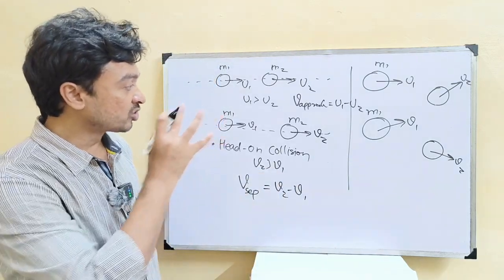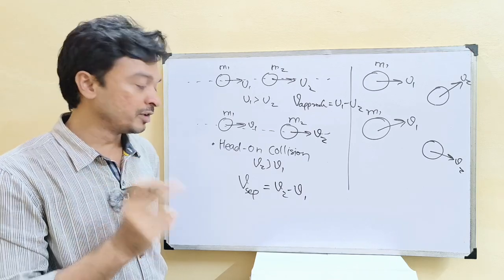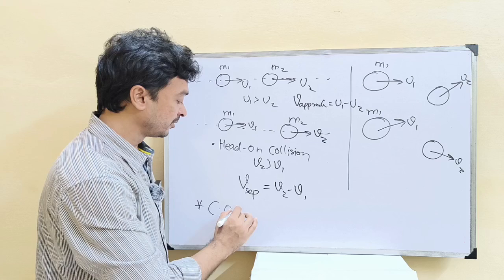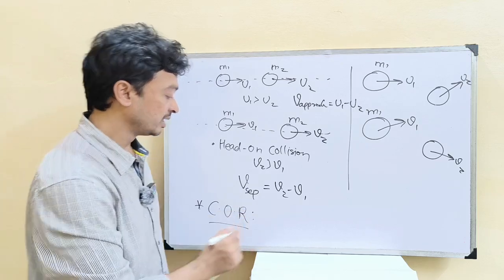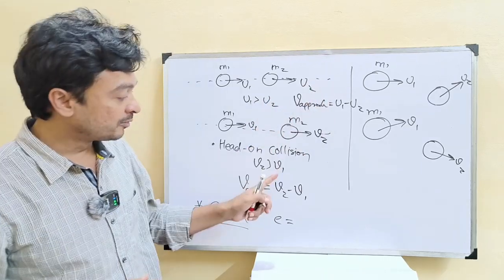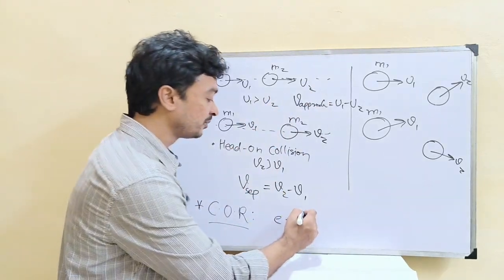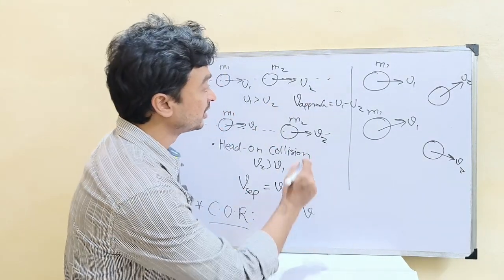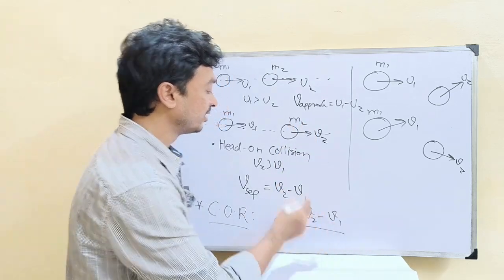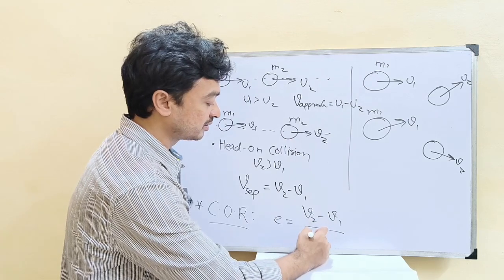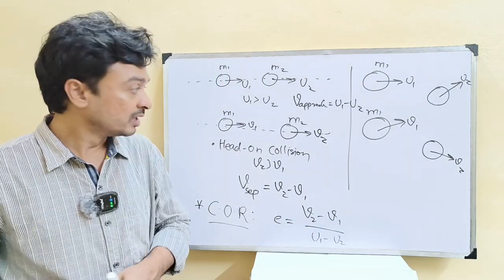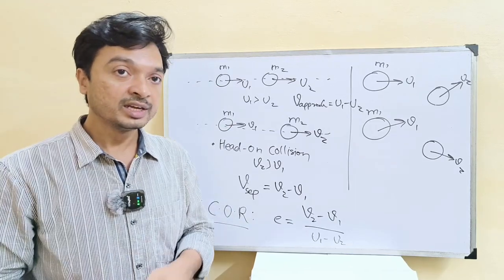For this collision we have defined the term coefficient of restitution, denoted by e. It is nothing but the velocity of separation divided by the velocity of approach, that is, e = (v2 minus v1) divided by (u1 minus u2). So these are some terms we have defined.